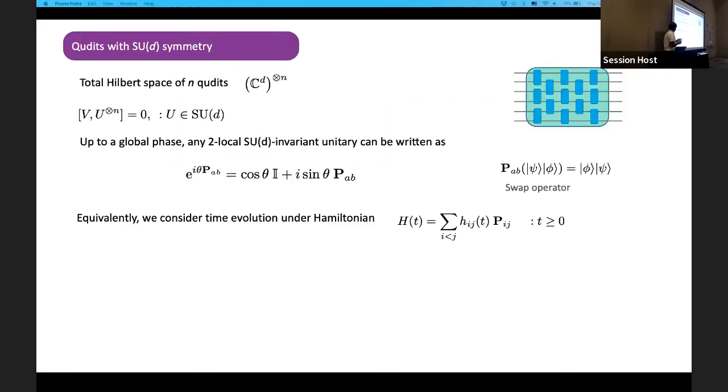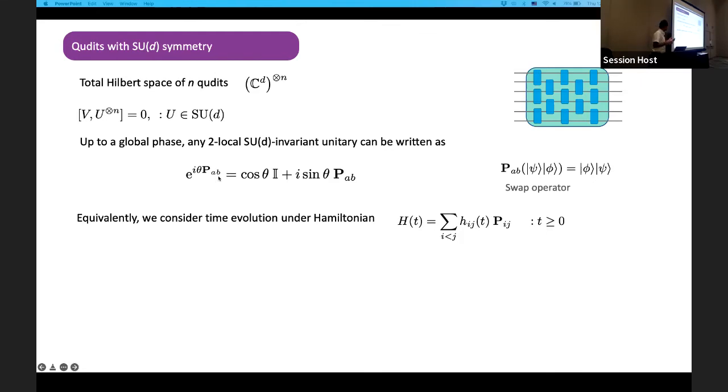So here is the setup. I assume that I have n qudits. The parameter d here determines the dimension of these local subsystems, but it also determines my symmetry. So my symmetry is SU(d). In particular, I'm interested in unitaries that are two-local and SU(d) invariant, and any unitary in that form, up to a global phase, can be written as e to the i theta swap. So P_AB here is a swap unitary that exchanges the state of qudits A and B.